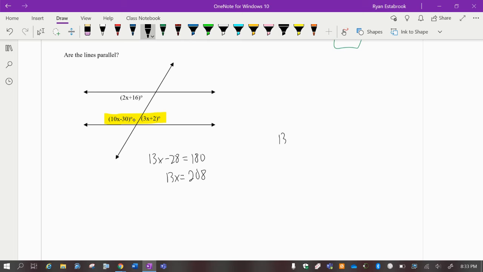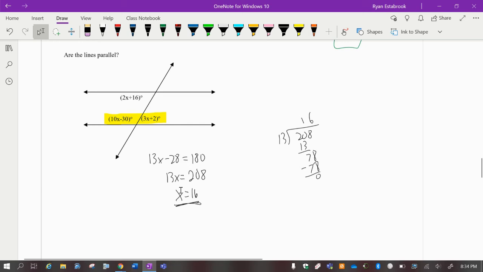And I want to divide both sides by 13. So how many times does 13 go into 208? 78, 16 times 3, so that's 78. Looks good. So x equals 16. What I know for sure is that x must be 16 in order to make these two angles supplementary to each other, which must happen.